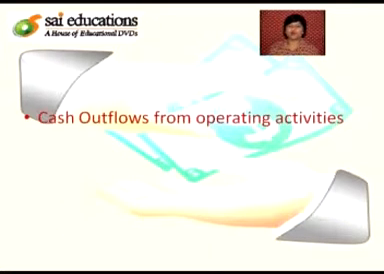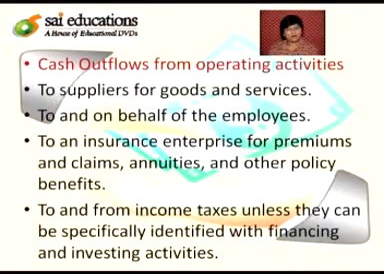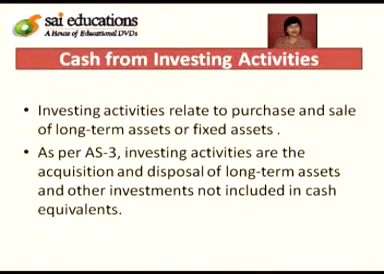Cash outflow from the operating activities include any payment to the suppliers of the goods, payment to or on behalf of the employees, payment to the insurance enterprise for the premiums, claims, annuities, and other policy benefits, cash payment or refunds of income tax unless they are specifically identified with financing or investing activities. And the net position or the net outcome from the inflows and outflows will be considered as the operating cash flows.